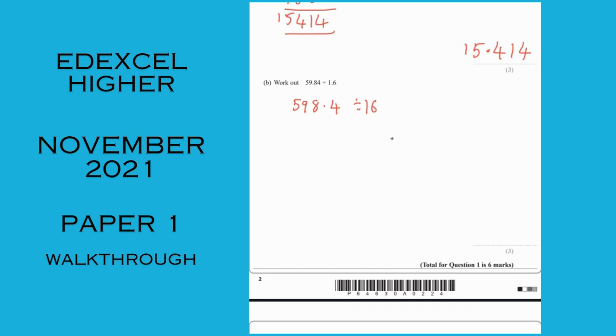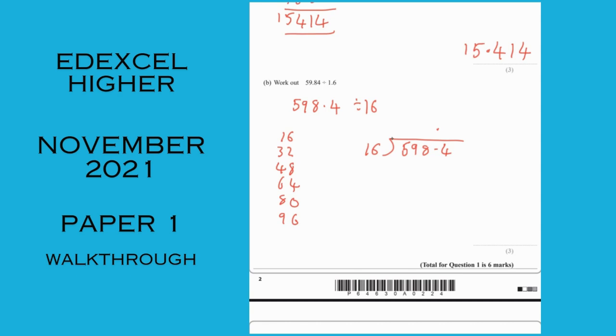And a lot of people don't like long division. Then don't do it. Do it as short division, good old bus stop. It just means you're going to have to do a bit of work for your 16 times table. 598.4. Line the decimal points up. 16, add 16, 48, 64, 80. Let's go up to 6 and see what happens.